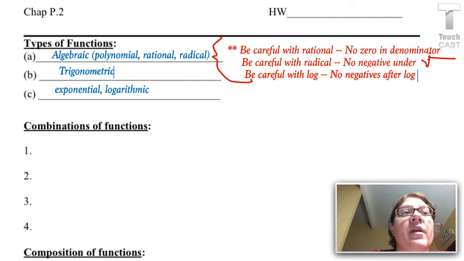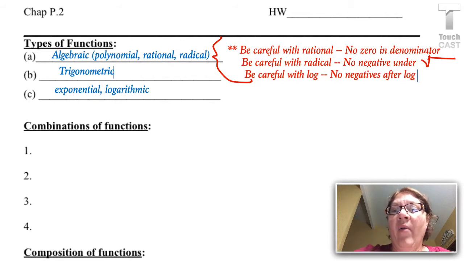Of course, I made a little red flag stuff over here. You have to make sure that you are careful with the rational functions and that there's no zero in the denominator. You have to be careful with the radicals. Remember, you can't have a negative underneath the square root. And then be careful with logs because you can't take the log of a negative number.